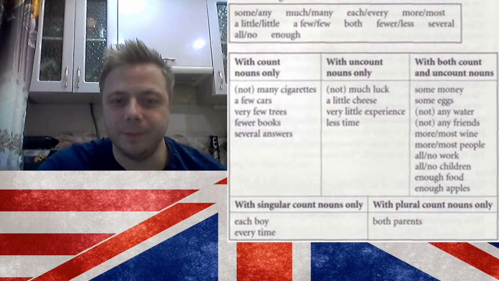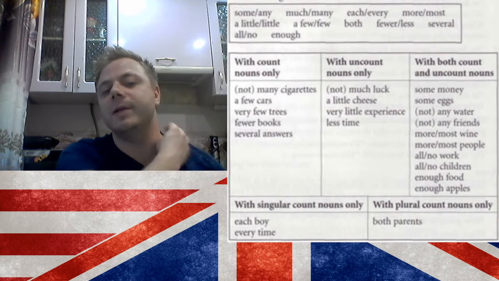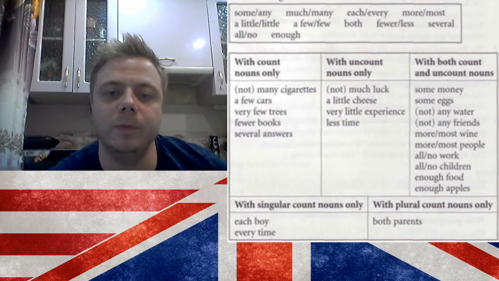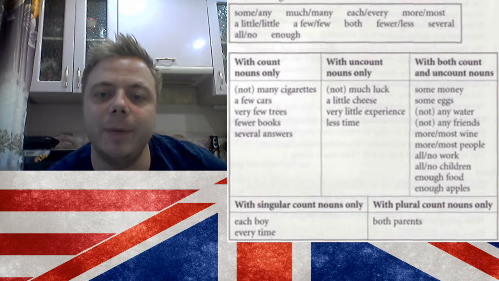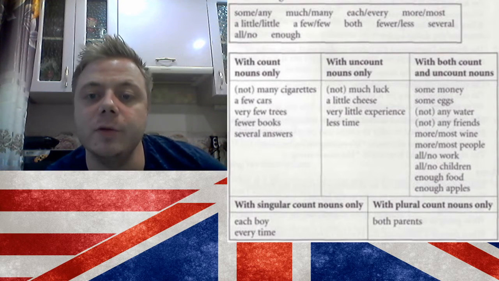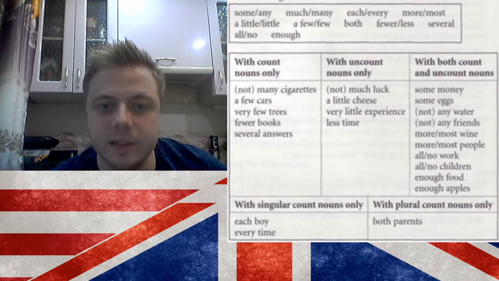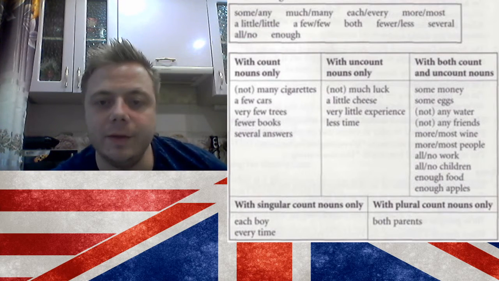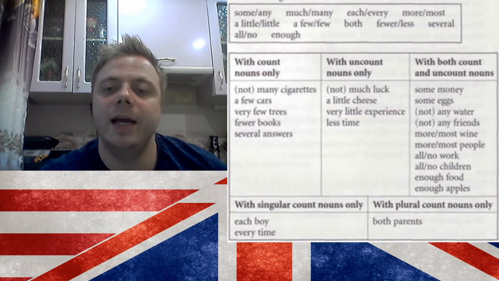Anyway, now let's talk about some, any, somebody, or anything. So the basic rule is that some and its compounds like somebody, something are used in affirmative or positive sentences, and any and its compounds like anyone, anything are used in negative sentences and questions.